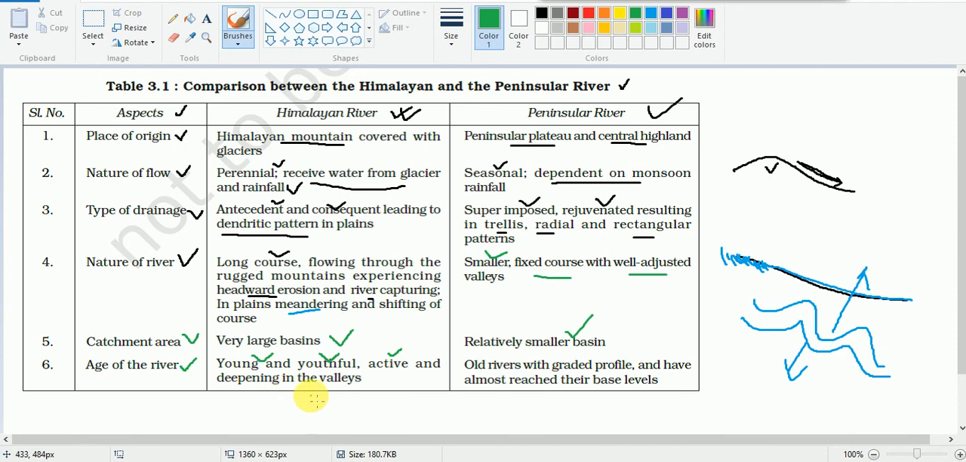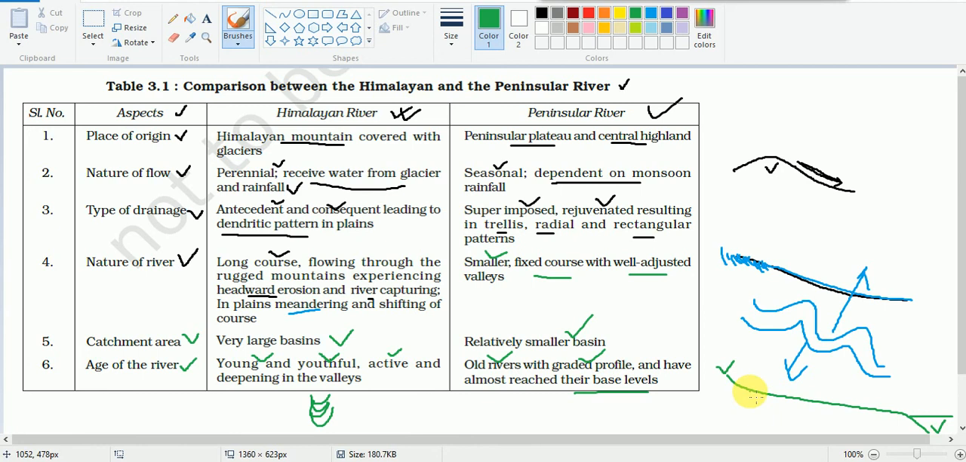Deepening in the valleys means downward cutting. This is called valley deepening. And most of the peninsular rivers are old rivers with a graded profile and have almost reached their base level. See here, this is an example of a graded profile. Here we have the sea, and this is the source region, maybe a mountain, and this is the base level, that is the sea level.